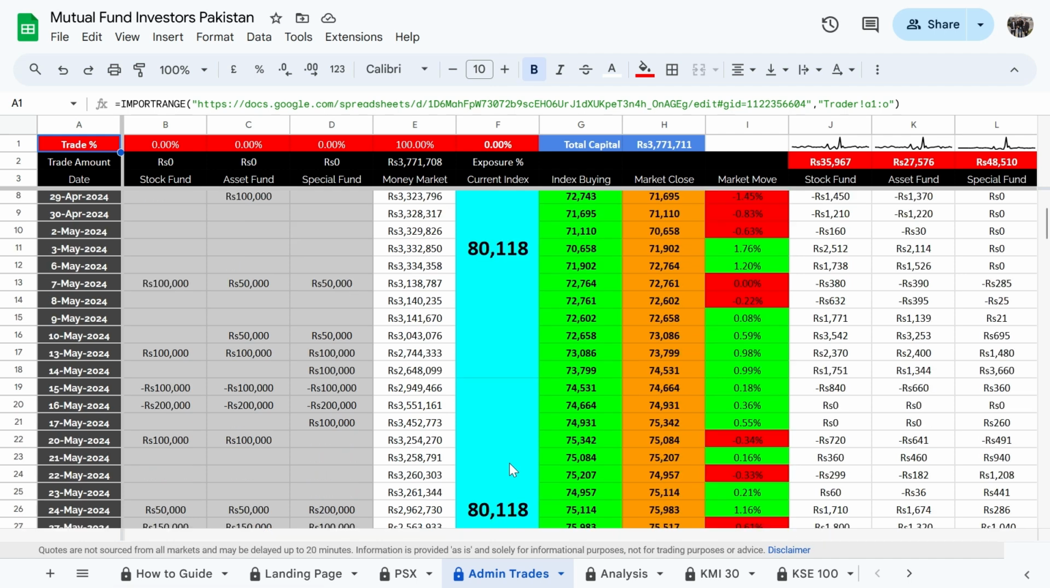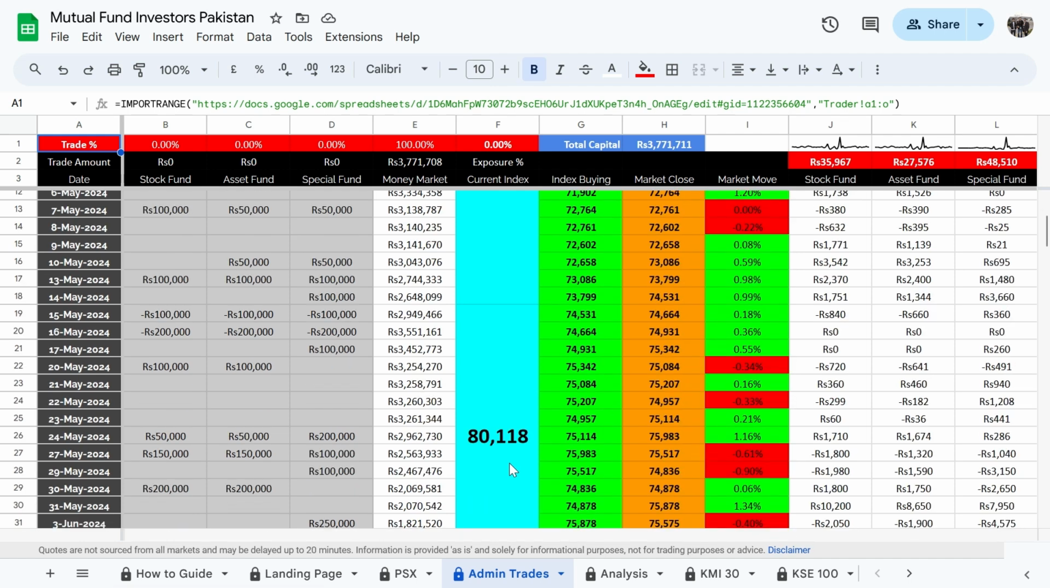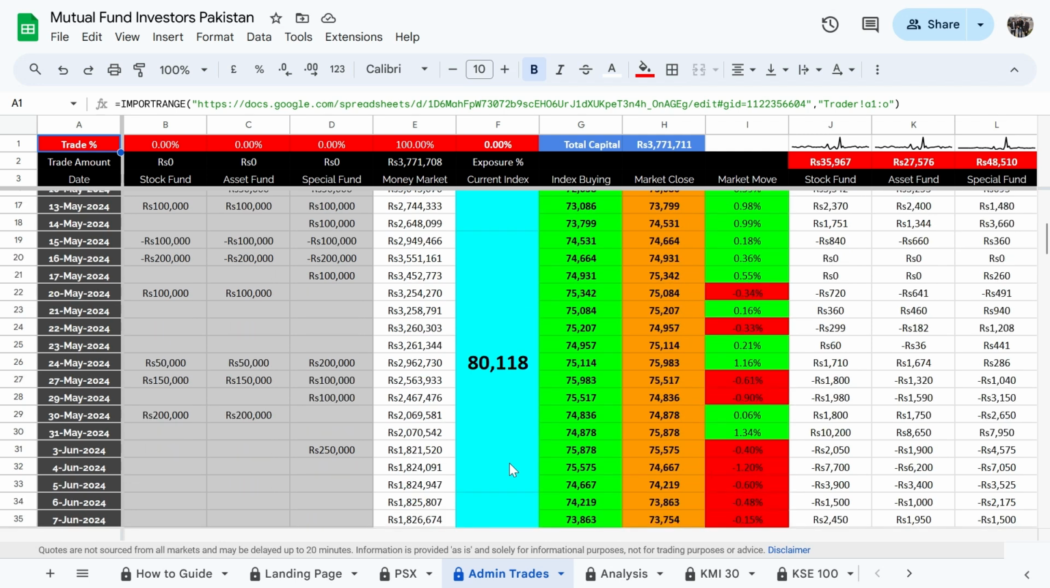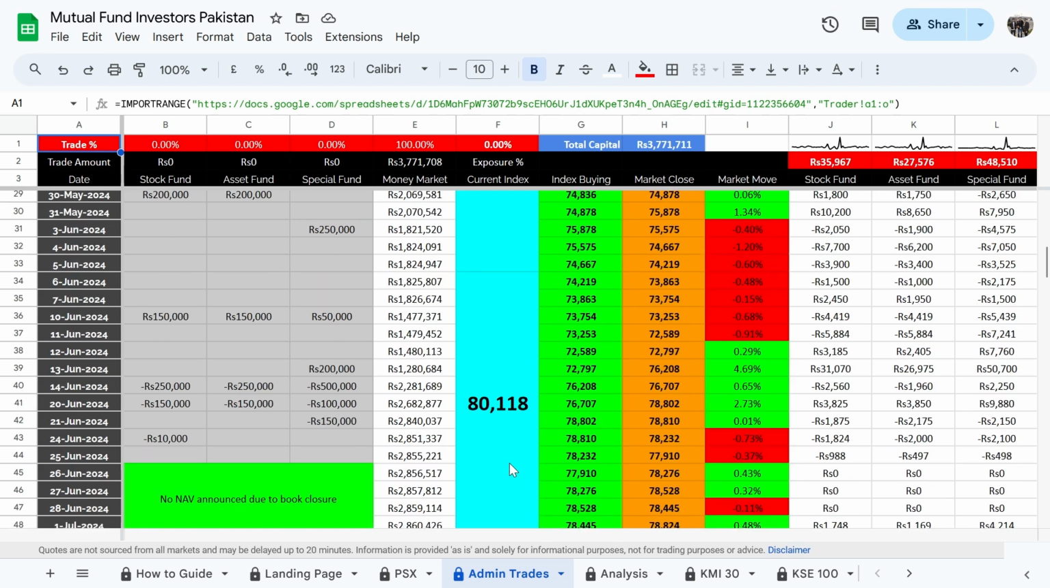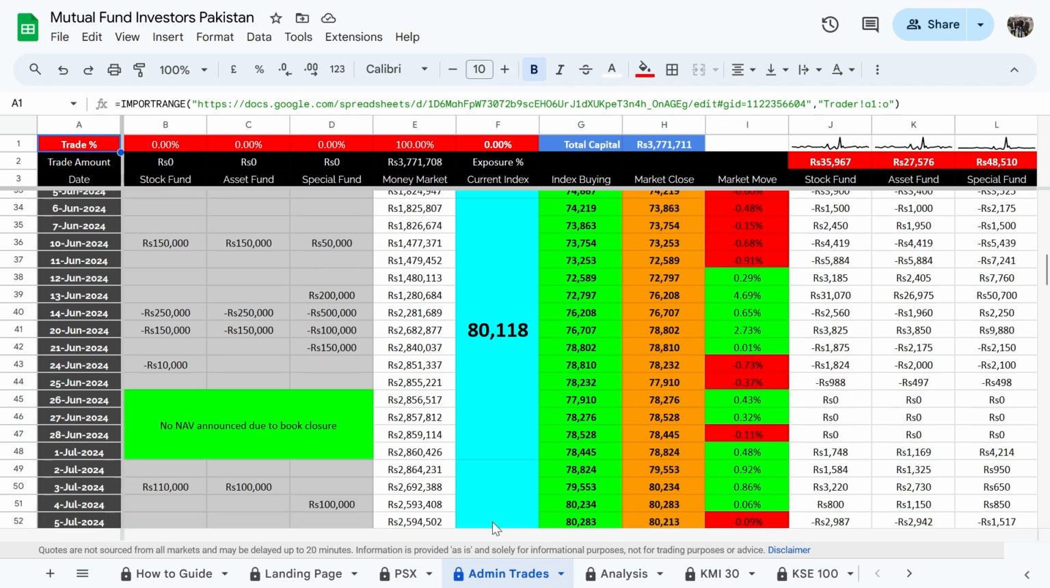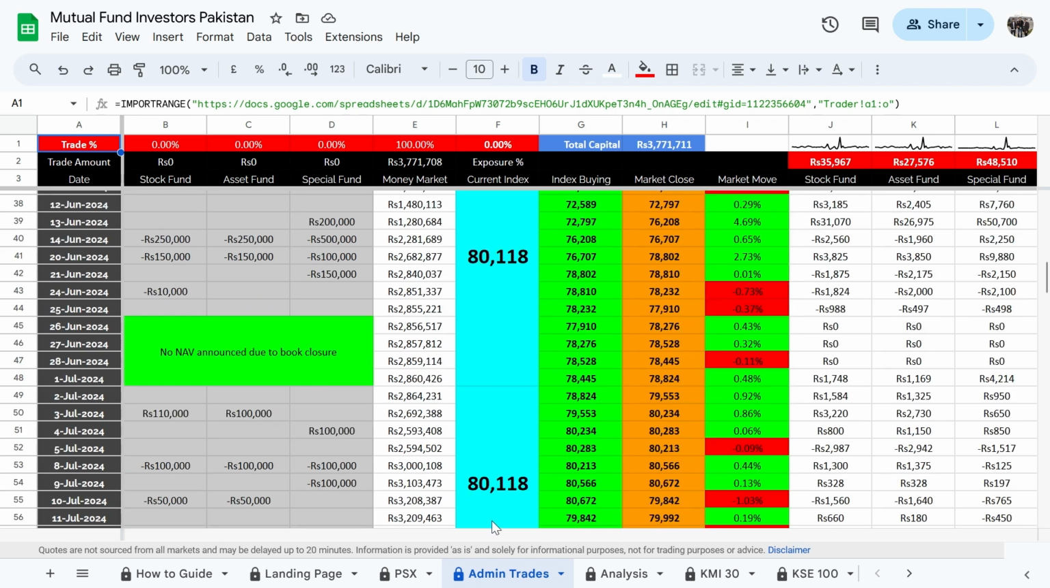To go into a bit of detail, in columns B, C, D, and E, you can see that the admin has divided his portfolio into 3 types of equity funds and 1 type of safe money market fund. Whenever the market looks good, more buying into equity funds is done, and when the index looks weak, cash is moved back into the safer income funds.